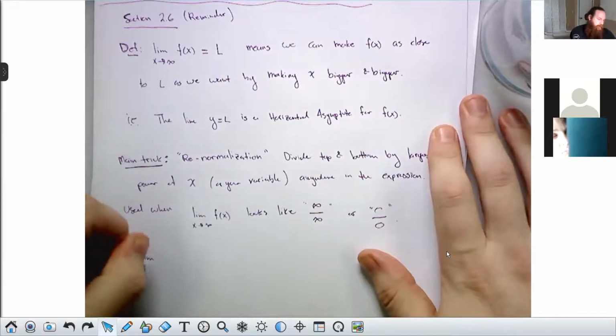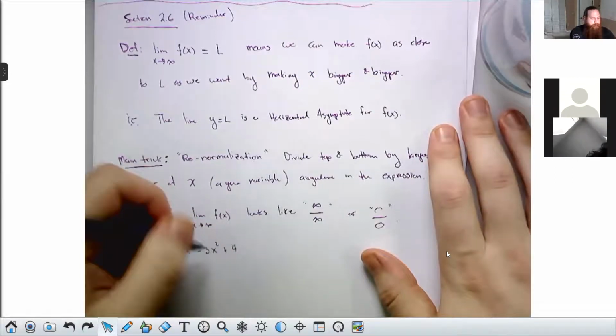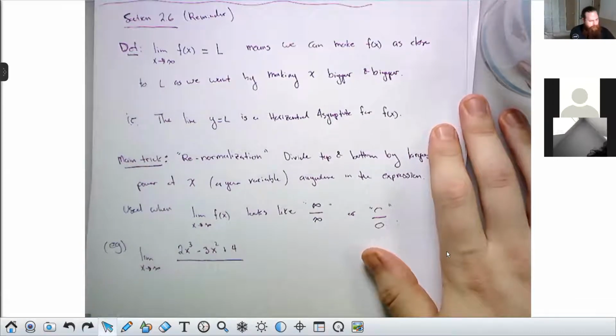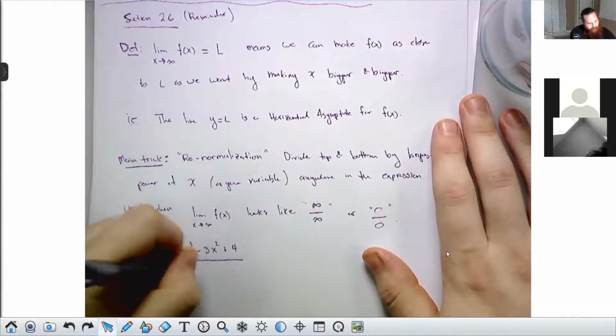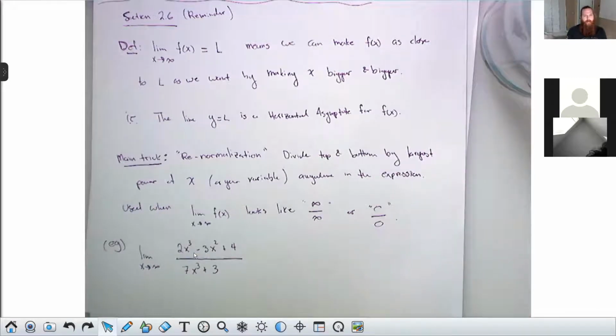If I wanted to calculate the limit as x goes to infinity of 2x cubed minus 3x squared plus 4 over, let's say, 7x cubed plus 3. Here, if I just try to plug in infinity, the top will look like infinity cubed minus infinity squared plus 4. The top is definitely going to infinity. Remember from your algebra classes that the end behavior of the polynomial in the numerator is up on the right and down on the left, just like x cubed. So this looks like infinity over infinity, because the bottom is definitely also going to infinity.